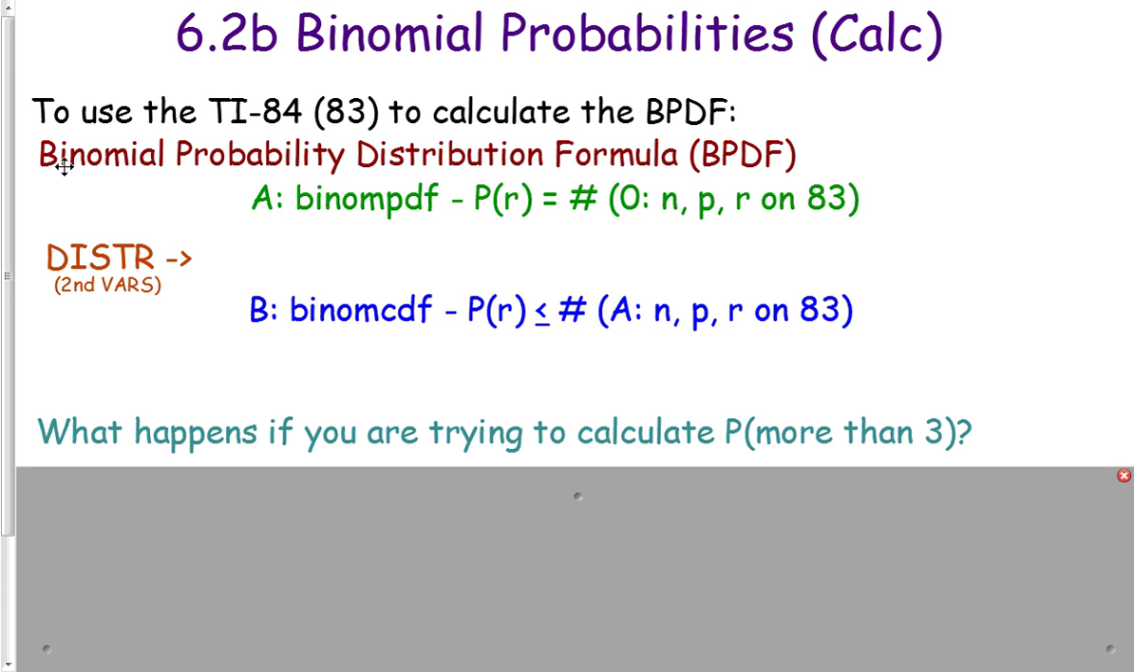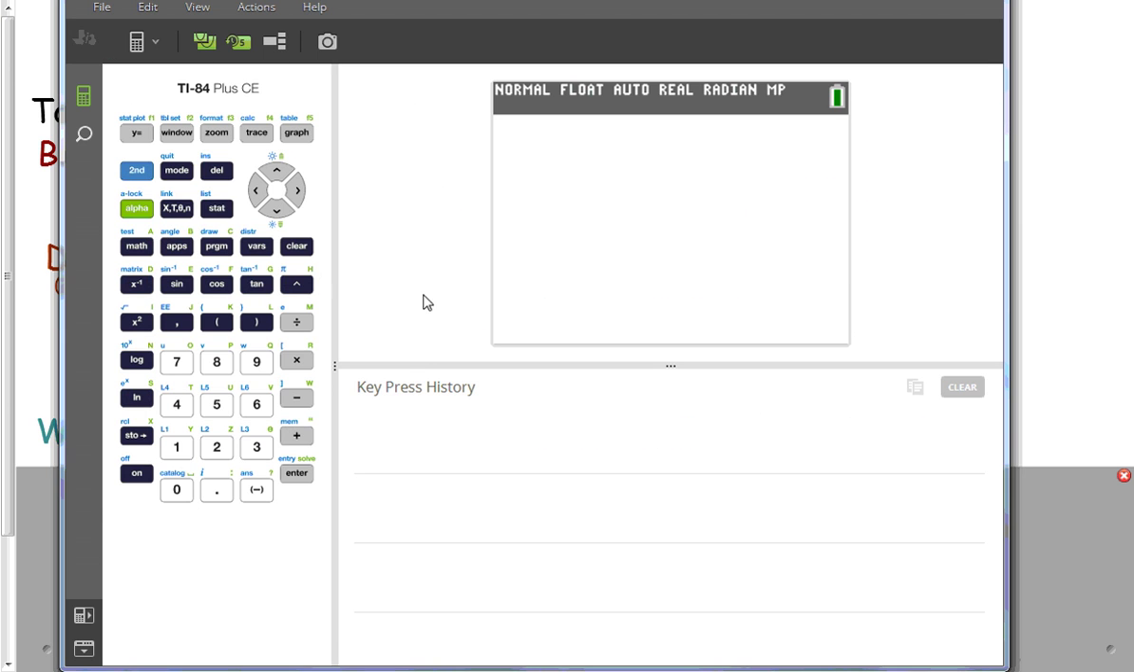And so, again, a reminder that binomial probability distribution formula, the mouthful, equals BPDF. Your calculator uses the abbreviation binomPDF. That's where it comes from. To get there, we go through our DISTR, second VARS button. So it's second plus the VARS button.